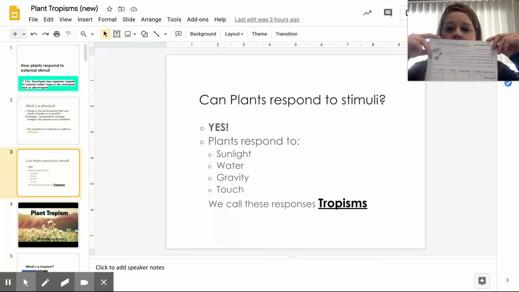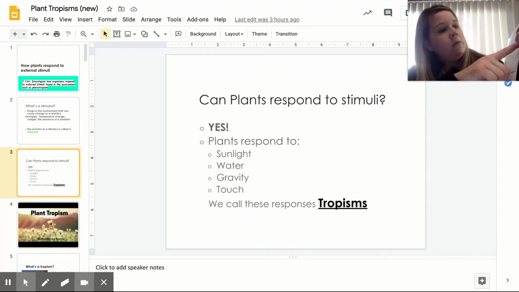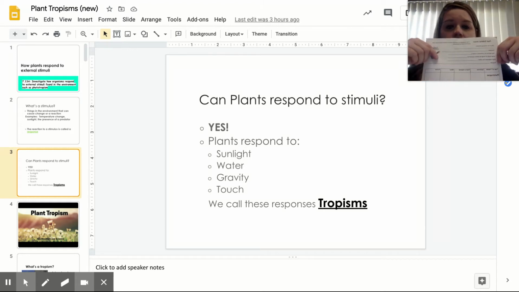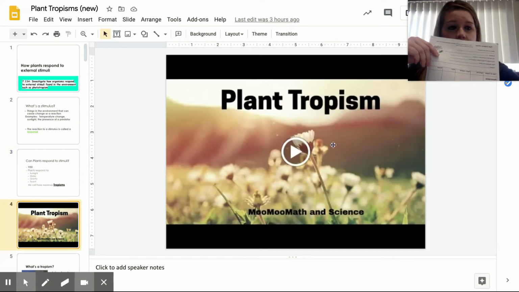Can plants respond to stimuli? Yes. Plants respond to sunlight, water, gravity, and touch. We call these tropisms. Okay, so we're going to watch a video about plant tropisms.